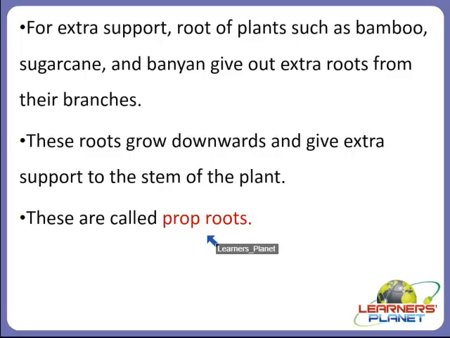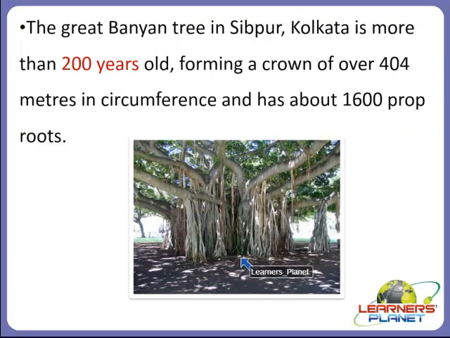So let us have a look at the banyan tree, which has prop roots. Yes, here you can see these are the prop roots. These grow downwards and give extra support to the stem of the plant. So here is an amazing picture and an amazing thing which I am going to discuss with you.